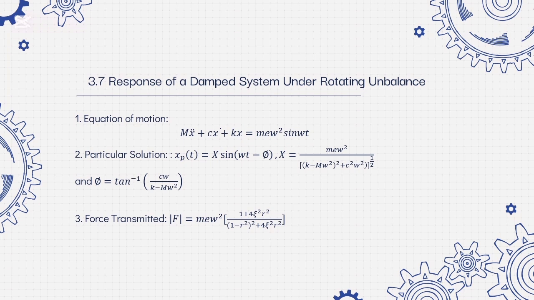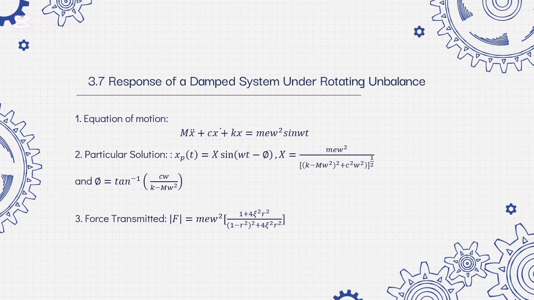The equation of motion for such a system includes mass, damping, and stiffness terms, along with an excitation force proportional to the square of the rotational speed, as we can see in the equation of motion. The steady-state response reveals that the vibration amplitude depends on the system's parameters and the excitation frequency, reaching a peak near the natural frequency, which is the resonance.